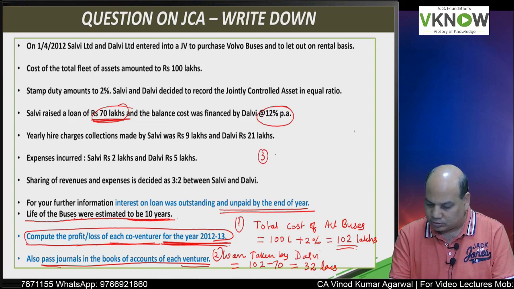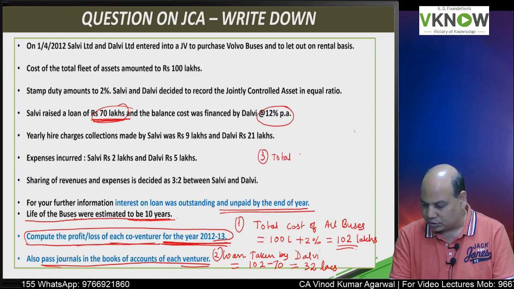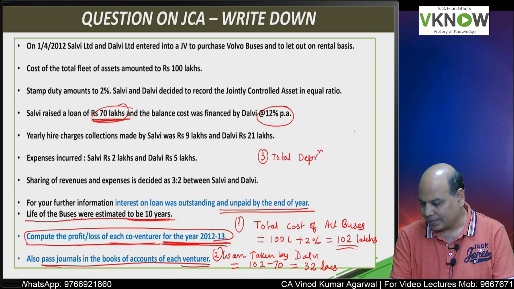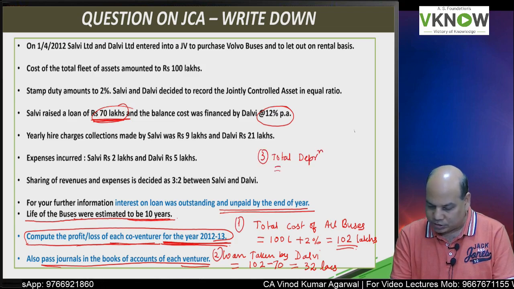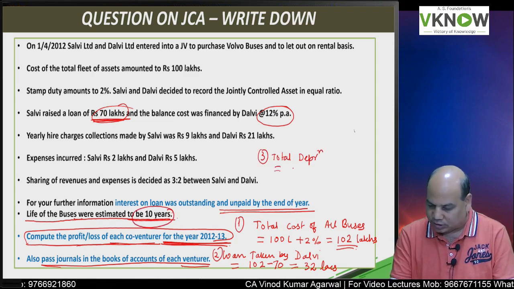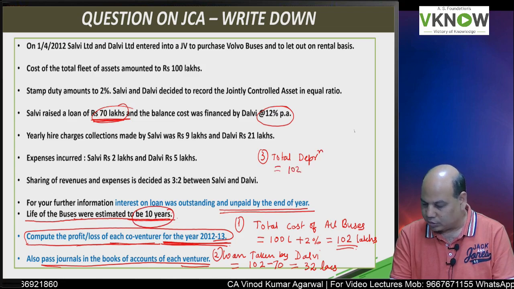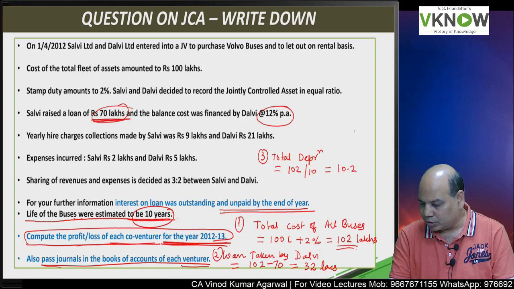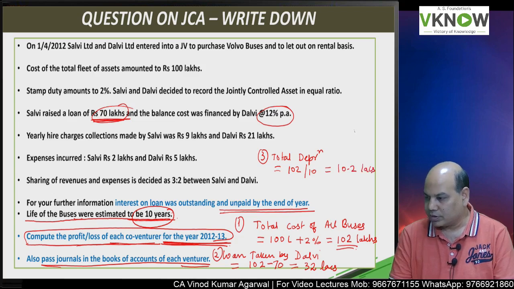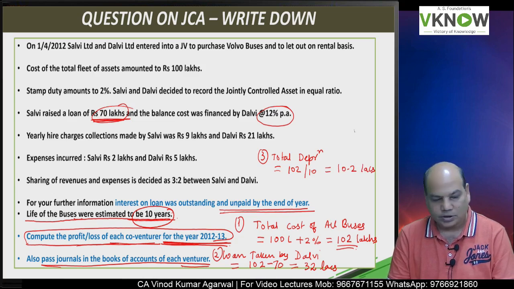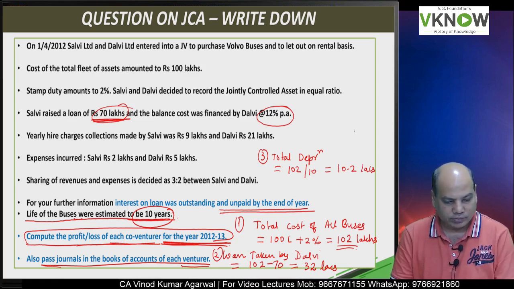Third point, write down total depreciation. The life of the buses is 10 years. So 102 divided by 10 years, 10.2 lakhs. Total depreciation 10.2 lakhs.